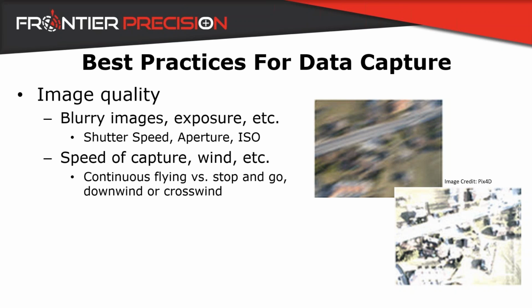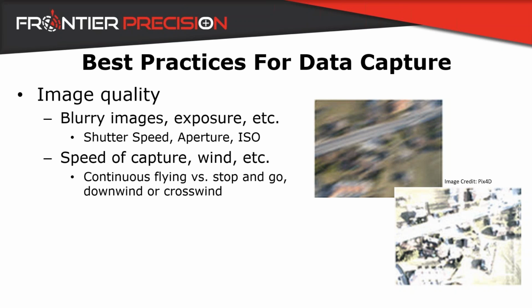A couple things depending upon your UAV platform. Is it set up to fly continuously and take pictures as it's moving, or are we utilizing a stop and go technique where at each image location the UAV is going to stop and stabilize and take a picture and move on? Also, things like, are you flying downwind or are you flying crosswind? Depending upon the type of UAV you're using or the manufacturer, one way or the other may be recommended. So just be aware of your surroundings in terms of wind and flight speed.